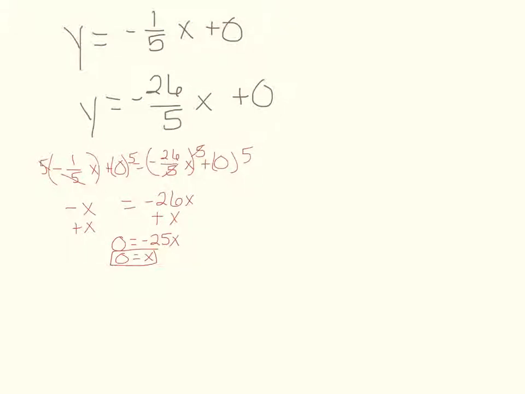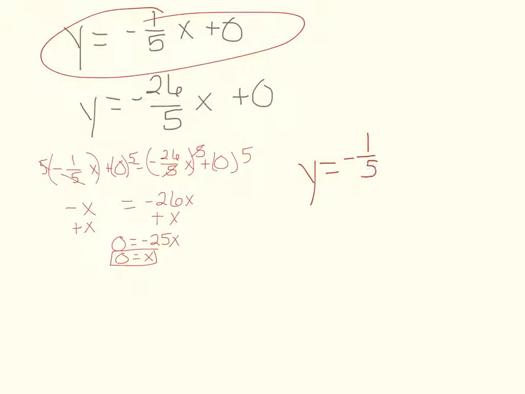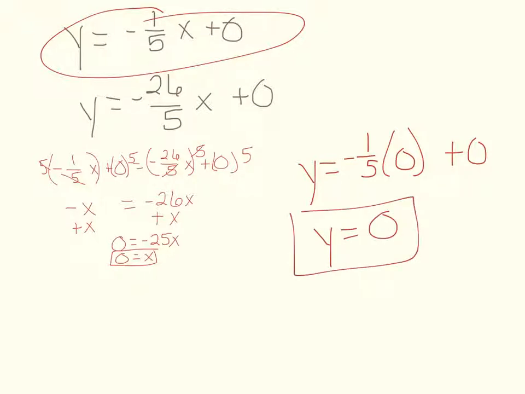Okay, now we're going to take that, plug it in to solve for y. I'm going to go ahead and use this one. y equals negative 1/5 times 0 plus 0. Anything times 0 is 0. And then when you add 0, it's 0. So y also equals 0.